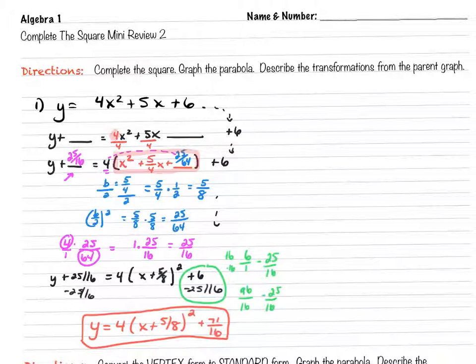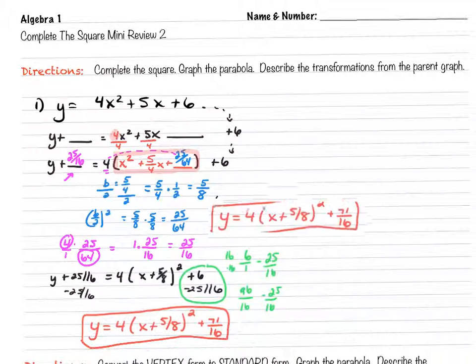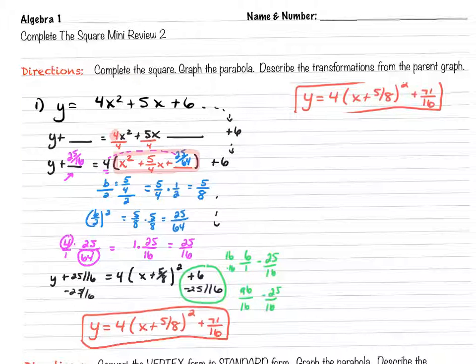So we do need to make a graph of this and describe the transformations. So I'm just going to recopy my vertex form so I can better describe what the transformations do. And I'm going to do those transformations in green so we can easily tell our work. So this 4 is going to vertically stretch our parabola. Because there's a plus sign in with the x, this is going to move it left 5/8 of a unit. And then the plus 71/16 at the end will move it up that many units.